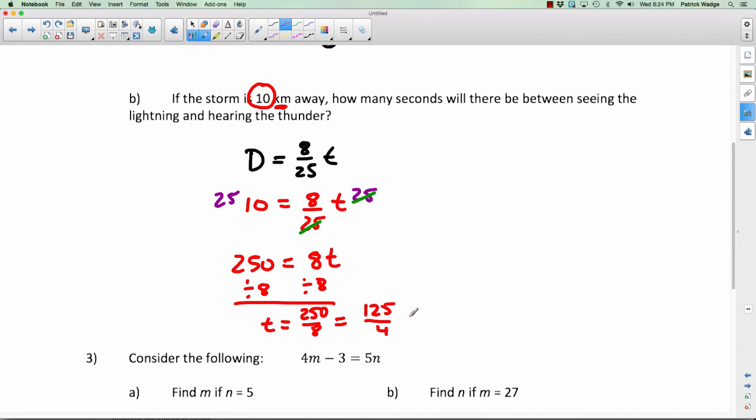Or, if you want to picture it a little bit better, take your calculator and divide. You will get 31.25. So what's the question asking? How many seconds will there be? It'll be 31.25 seconds. Whoa, that's a long time between the lightning and the thunder.